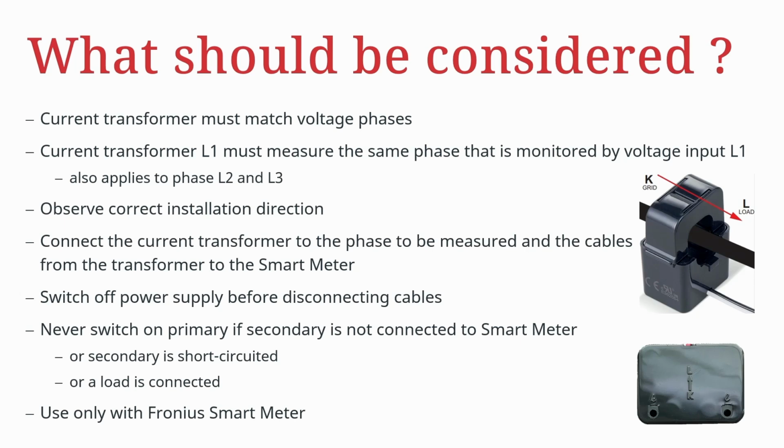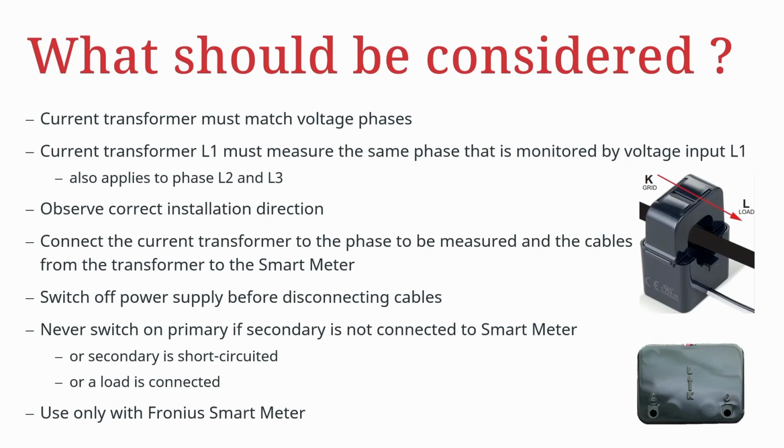Always observe the correct installation direction. Therefore, you should always have a look at the two letters that I already mentioned. K has to be on the side where the grid is, and L always on the side where your loads are. Connect the current transformer to the phase to be measured and the cables from the transformer to the Smart Meter.